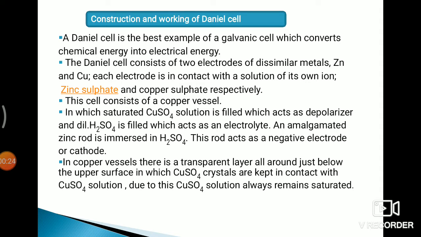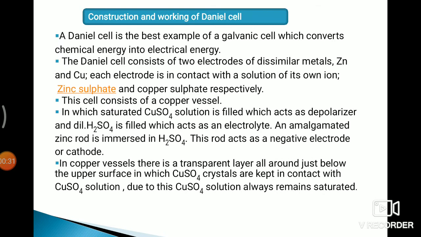cell. Galvanic cell means the cell which converts chemical energy into electrical energy, and the cell consists of two electrodes of two dissimilar metals, that is zinc and copper, and each electrode is in contact with its own salt solution. Means the zinc electrode dips into the zinc sulfate and the copper electrode dips into the copper sulfate solution.